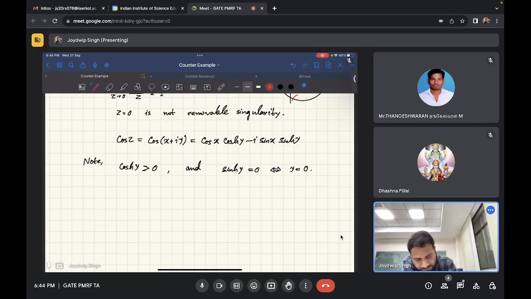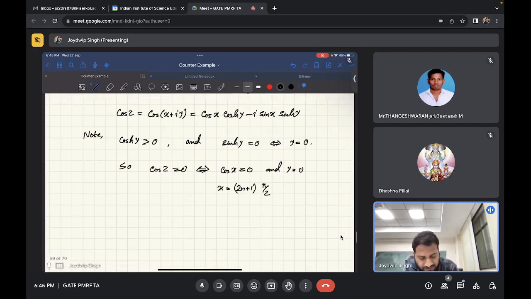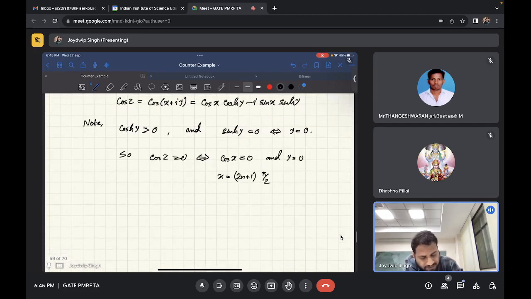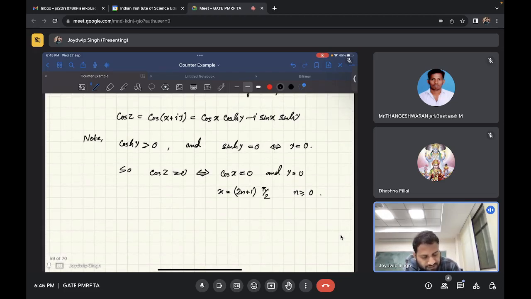So cos z is 0 if and only if cos x equals 0 and y equals 0. So cos x equals 0 means x equals (2n plus 1) times pi by 2, and y equals 0 means the only singularities are at real values, right? So now let's see for n greater than or equal to 0. So n belongs to Z, I think, right?